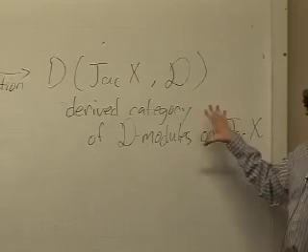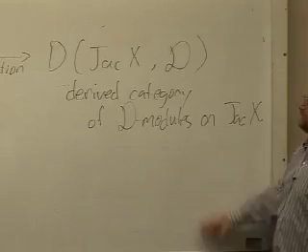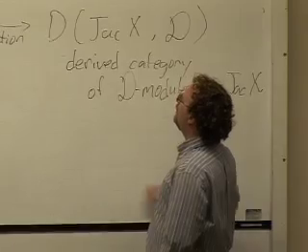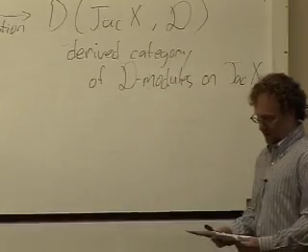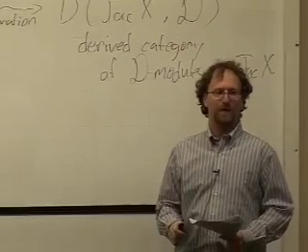It's given by some kind of complexes of D modules up to quasi-isomorphism and some technical stuff we'll omit. So this is our main star. We're going to look at the derived category of D modules on the Jacobian. So now you can ask, what happens to the Fourier transform here?